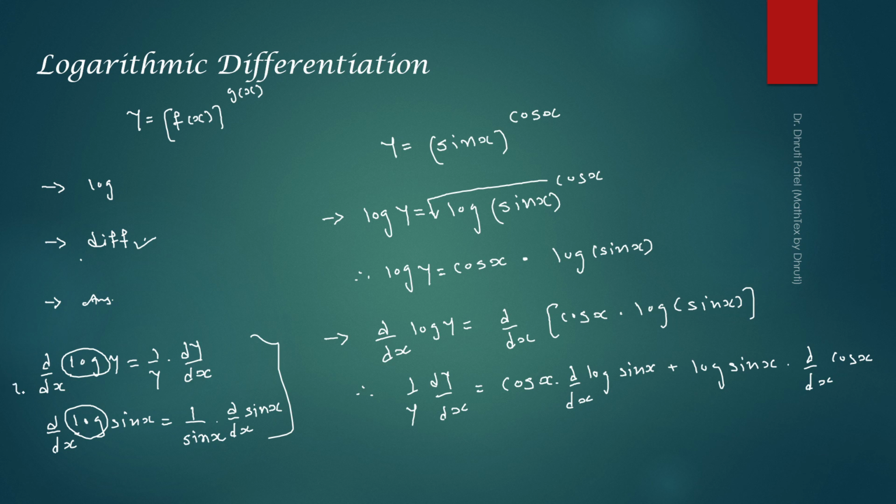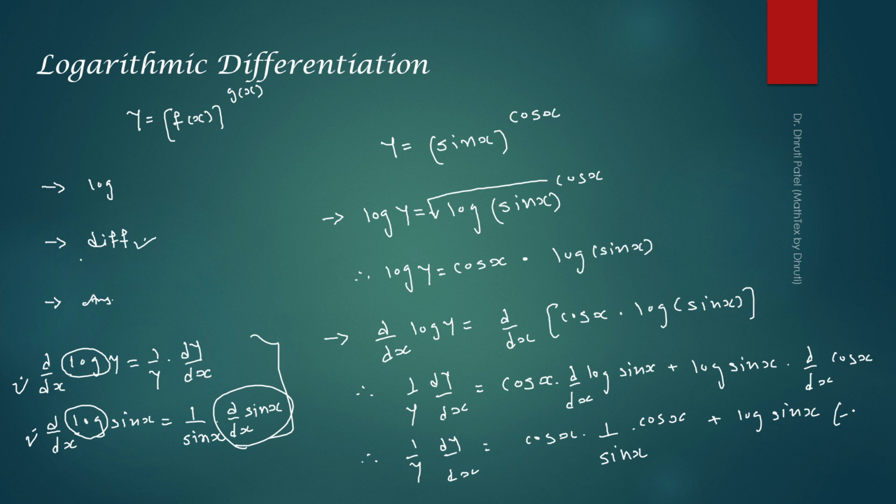Now, application of these two chain rules. Therefore, I'll get 1 upon y dy by dx is equal to cos x into derivative of log sin x, which is 1 upon sin x into derivative of sin x. See, derivative of sin x, I can write it as cos x, right? Because we know derivative of sin x is cos x, plus log sin x into d by dx of cos x, which is minus sin x.